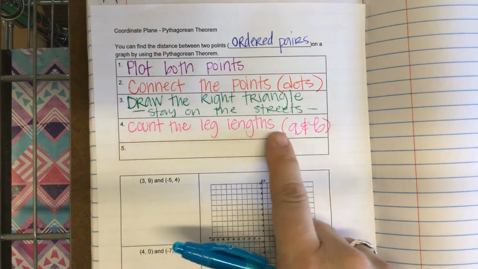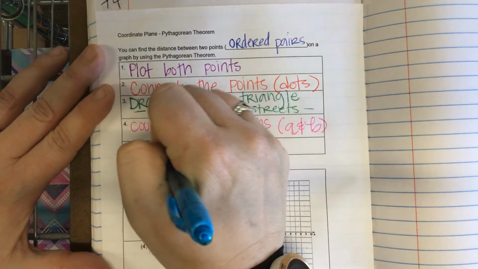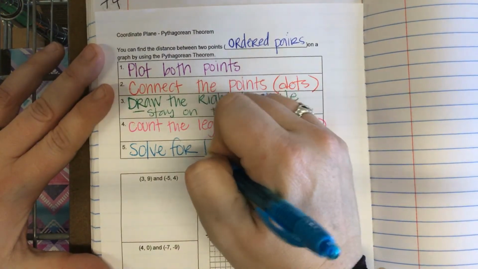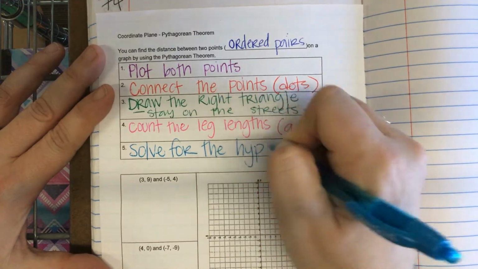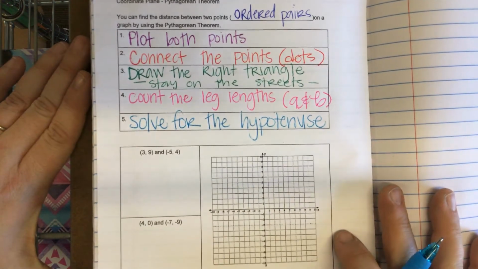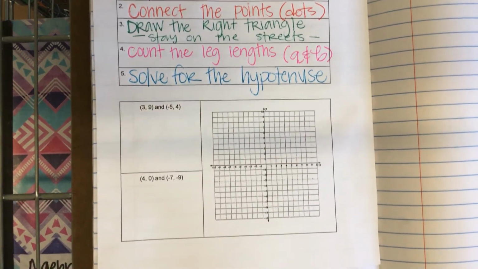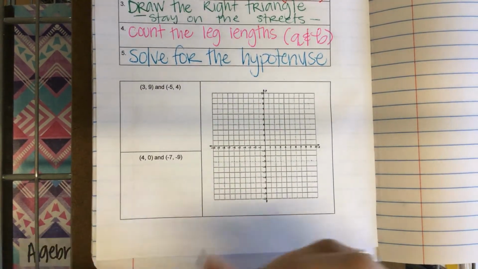Then you're going to count the leg lengths, which are A and B. And you're going to solve for the hypotenuse. A squared plus B squared equals C squared. We've been doing a lot of that this week. And here's why we have to go through this.